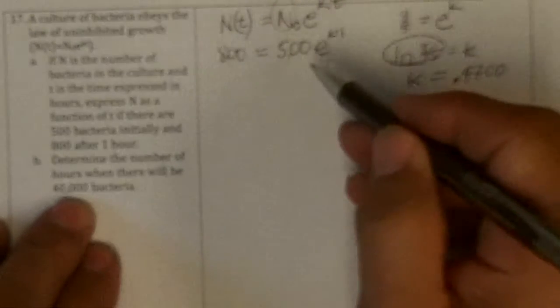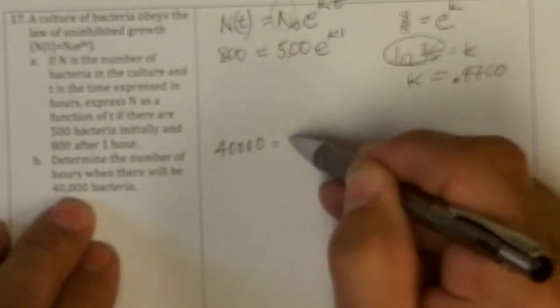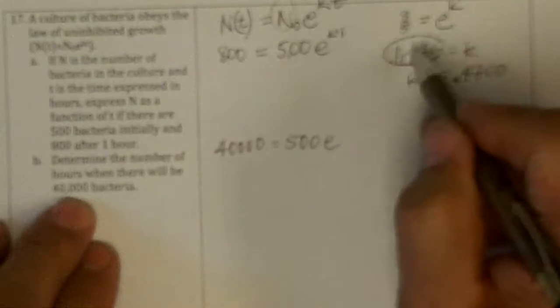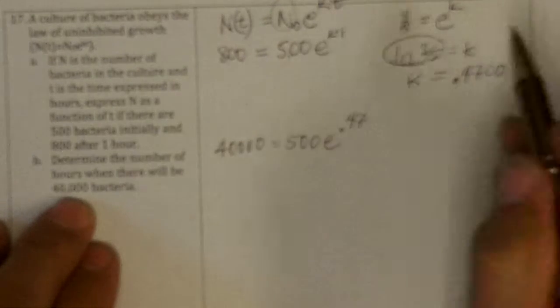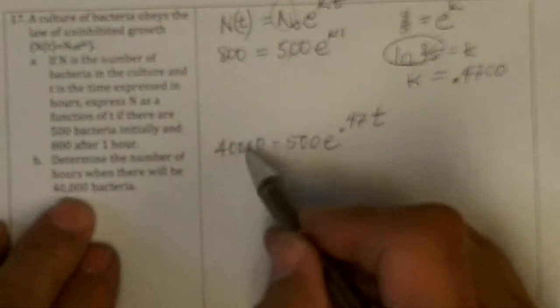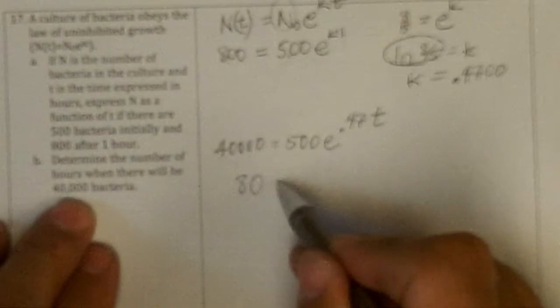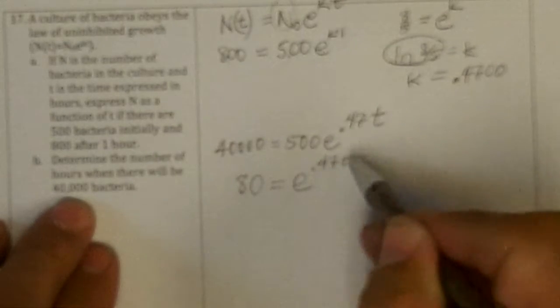So, determine the number of hours when there'll be 40,000 bacteria. So I get 40,000 equals 500, if that's what it started with, e to this exact value of k, which is 0.47 approximately, times t. So we're going to divide by 500. So that's going to be 400 divided by 5, which is 80. e to the 0.47 t.